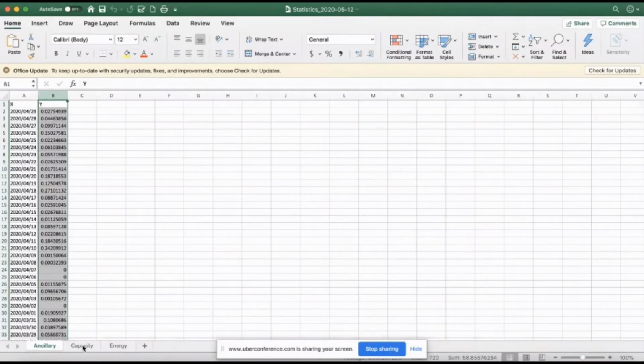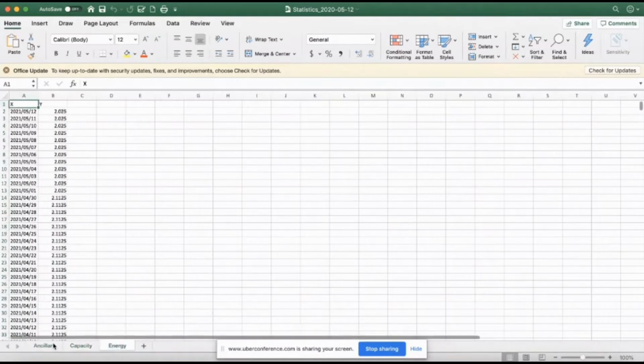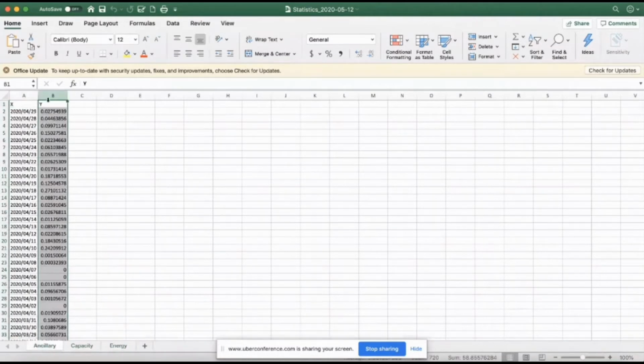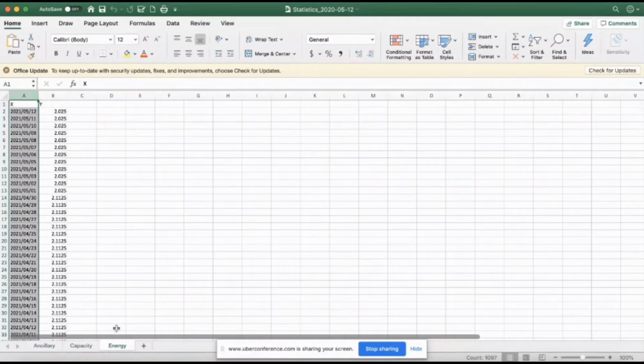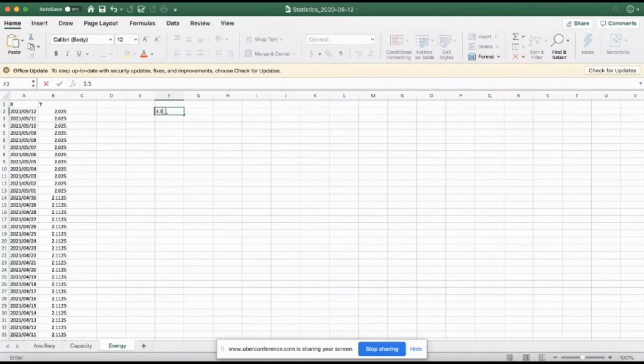If you're very interested in selling an index, you take the capacity, the energy, and the ancillary and put them into columns. This is the ancillary, this is capacity, and this is energy. And you have the dates. All the dates are listed, and you can see day by day how these three components are published and what the total is. Let's say energy is 2 and capacity is 1 and a half cent, and ancillary comes to 3.5 cents; on a specific day, you have 3.5 cents per kilowatt hour.